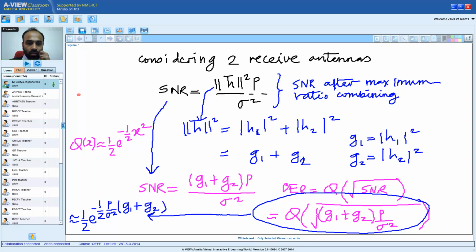Okay. Now this has to be averaged over the distribution of G1, G2, because G1, G2, these channel gains, are random variables. Therefore, we have to average over the distribution of G1 and G2.